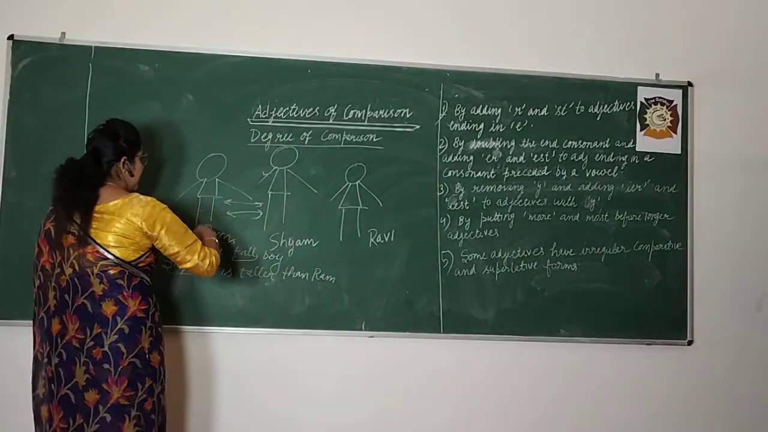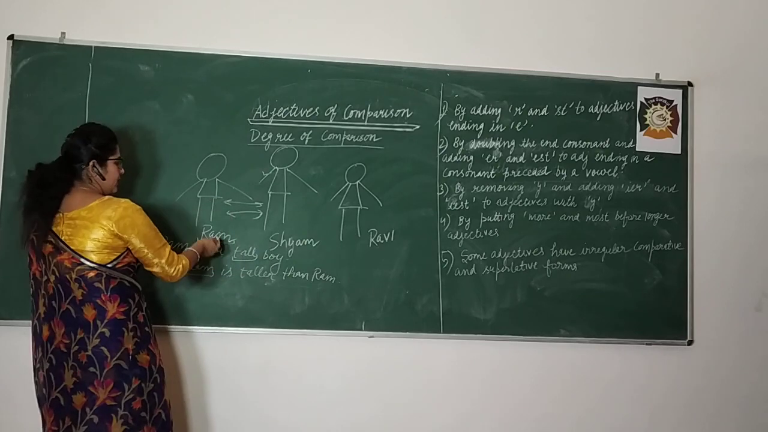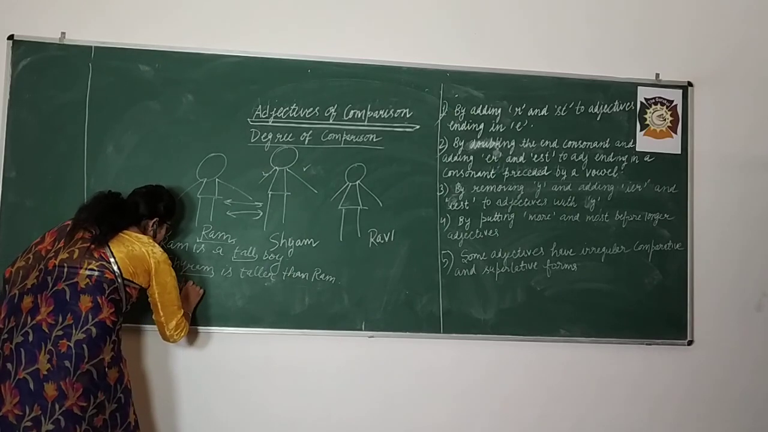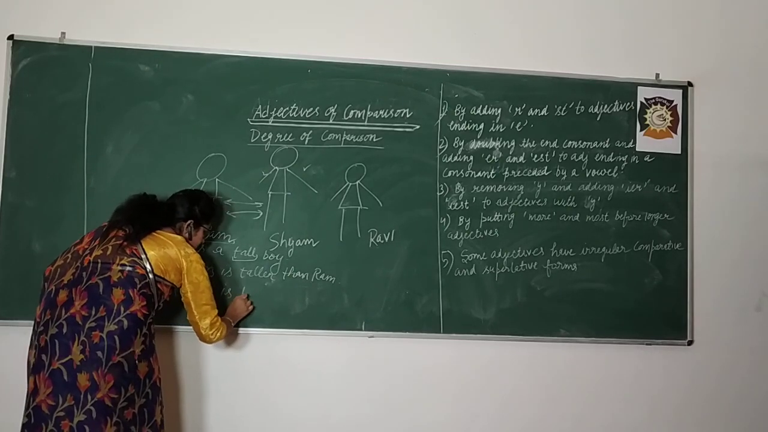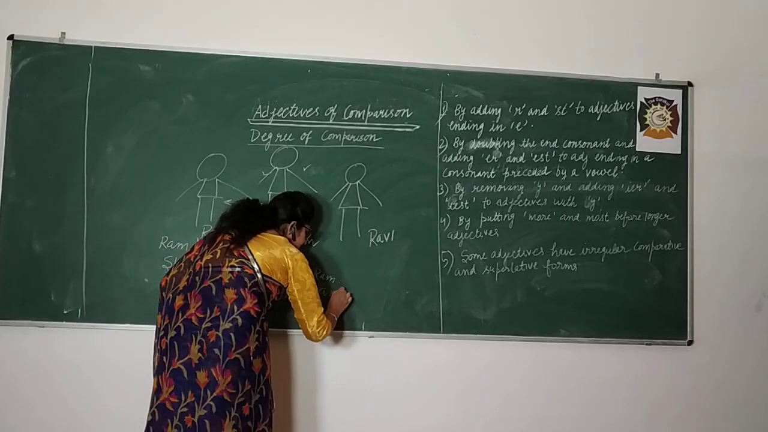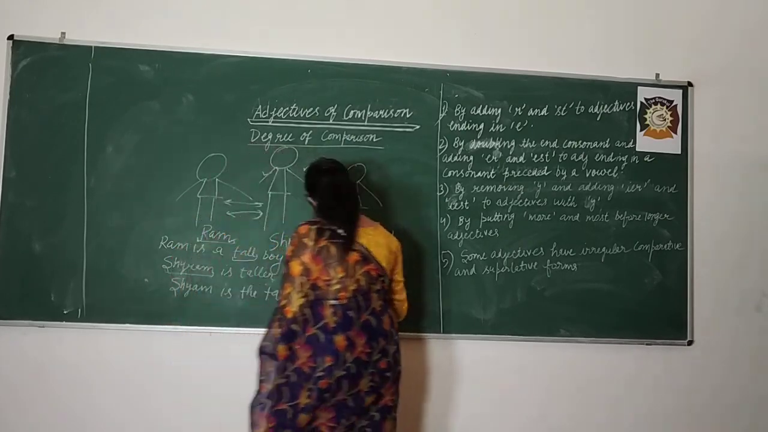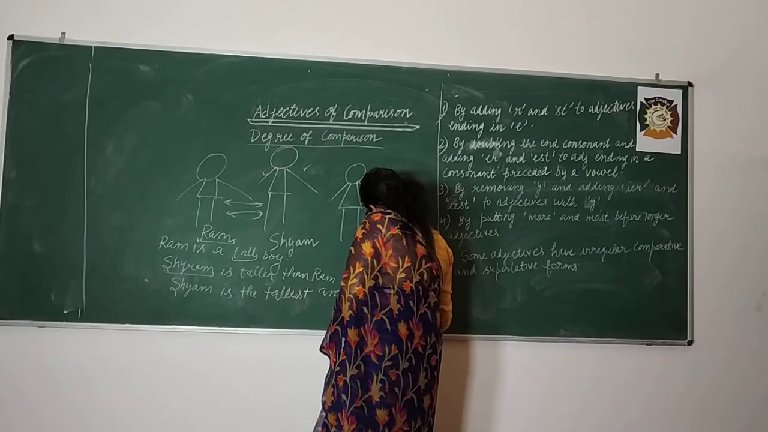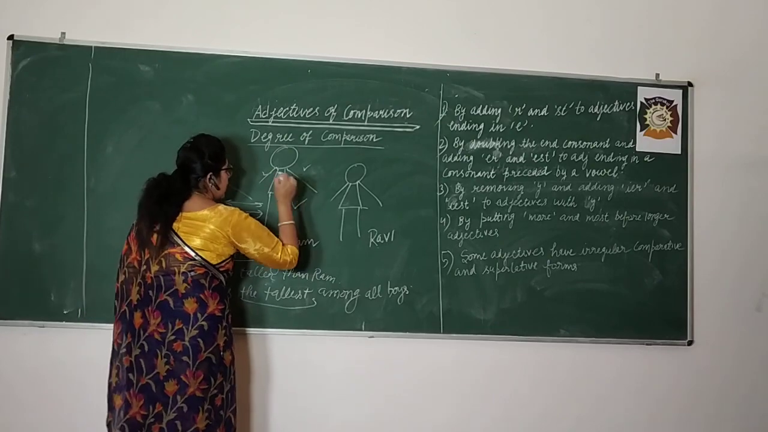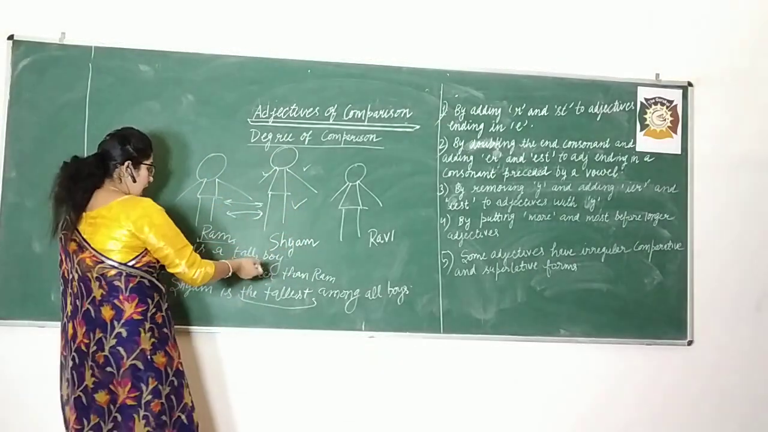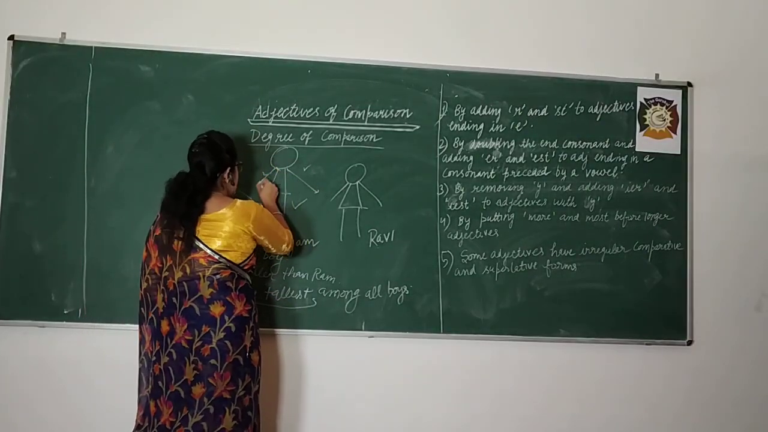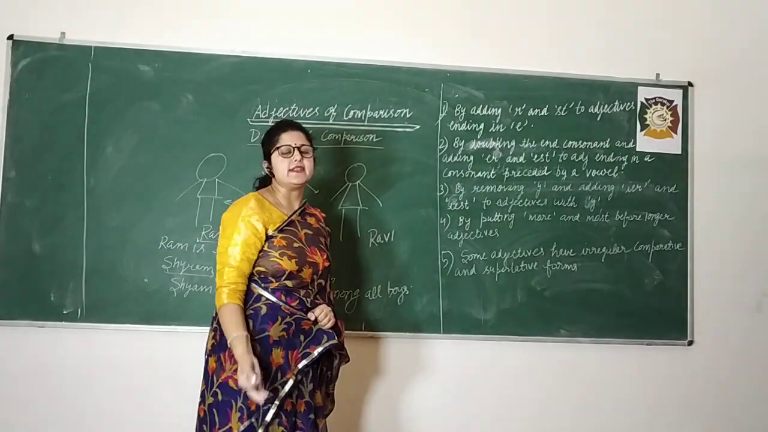And in the third sentence, who is tallest between Ram, Sham and Ravi? Of course, Sham is tallest. So, what will we say? Sham is the tallest among all boys. Means who is the tallest? Sham is the tallest. So what we are doing here? We are doing comparison of their quality, of their height. So it is called degree of comparison.